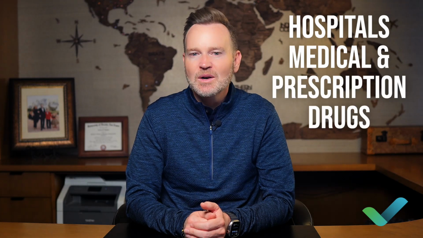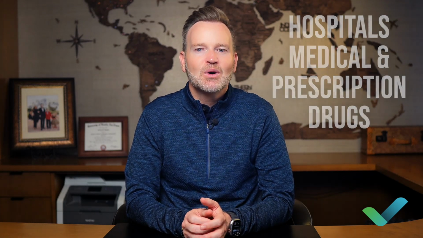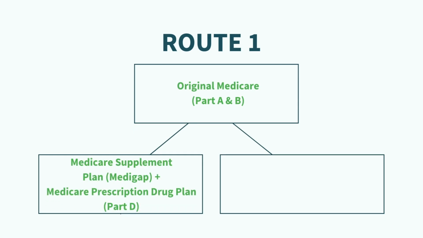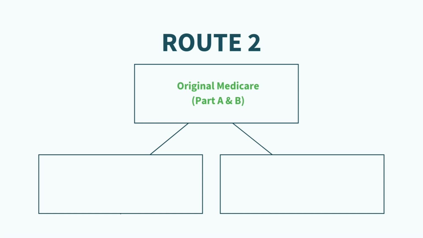In order to have all of your bases covered, you'll just need to make sure you have coverage for hospitals, medical, and prescription drugs, and you may find that in one plan or multiple plans, but we'll explain how that works. Now, people usually go down one of 2 routes to get this coverage. One, either you're enrolled in original Medicare and get a Medicare supplement plan and a Medicare prescription drug plan, or you go the second route, which is to enroll in a Medicare Part C plan, which is known as Medicare Advantage plan, that covers all of your gaps and also covers your prescription drugs in one plan.